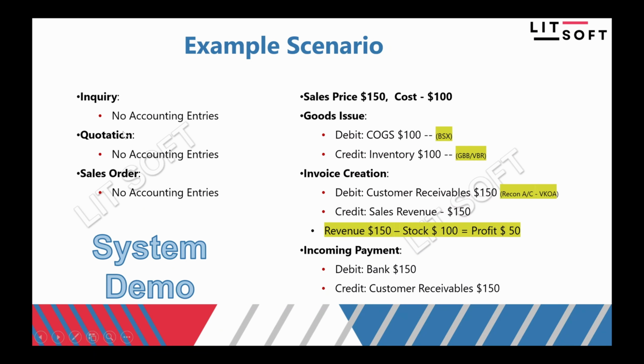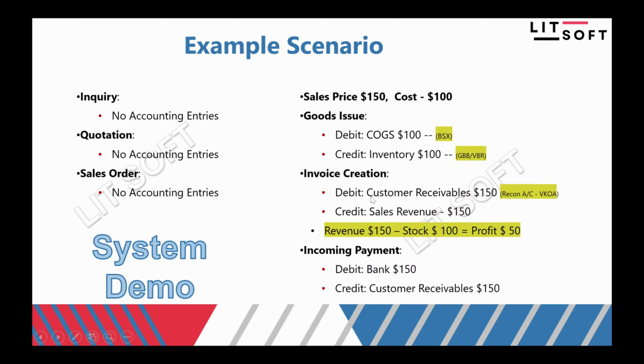This is the most important area from the SD-FI integration perspective. As mentioned, inquiry, quotation and sales order requests are not applicable for accounting. In one example scenario, the sales price is 150 and the cost of the material is 100, as a basic example. At goods issue you can see what is debit and what is credit: COGS and the inventory account. At invoice creation, accounts receivable is 150 and sales revenue is 150. Overall my cost is 100 and the revenue is 150, so my profit is 50.